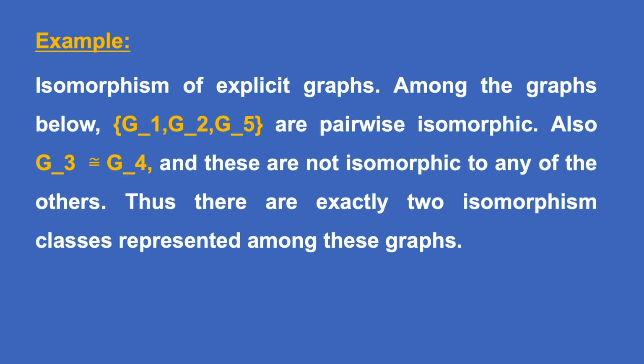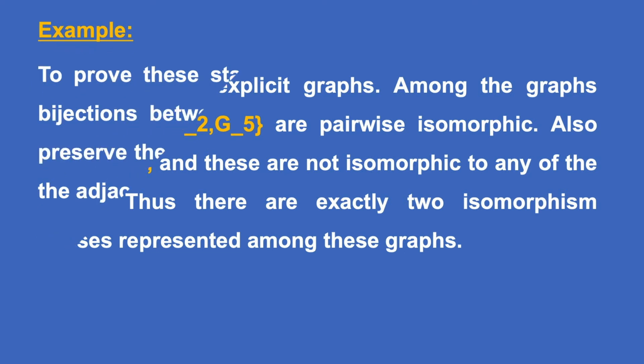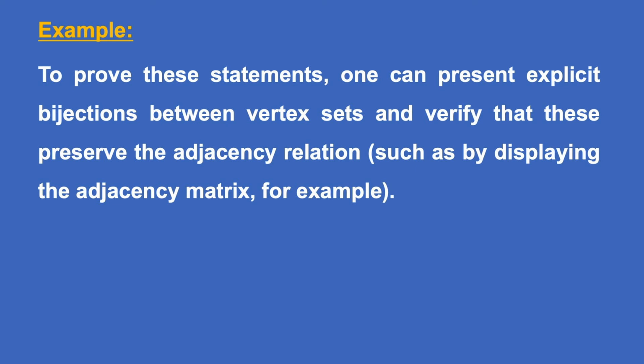explicit graphs. Among the graphs shown on the screen, G1, G2 and G5 are pairwise isomorphic. G3 is isomorphic to G4 and these are not isomorphic to any of the other graphs. Thus, there are exactly two isomorphism classes represented among these graphs. To prove these statements, one can present explicit bijections between vertex sets and verify that these preserve the adjacency relation, such as by displaying the adjacency matrix, for example.